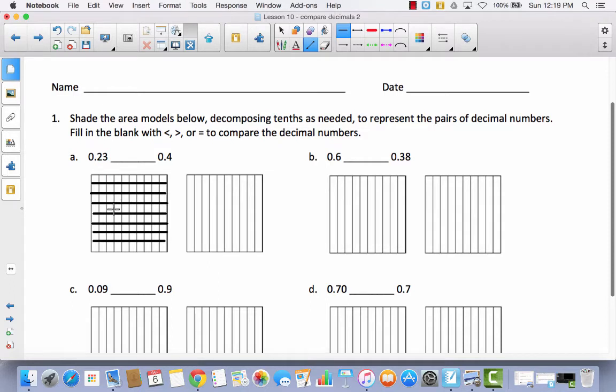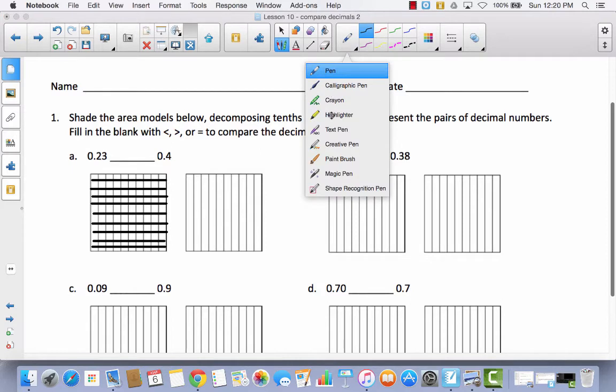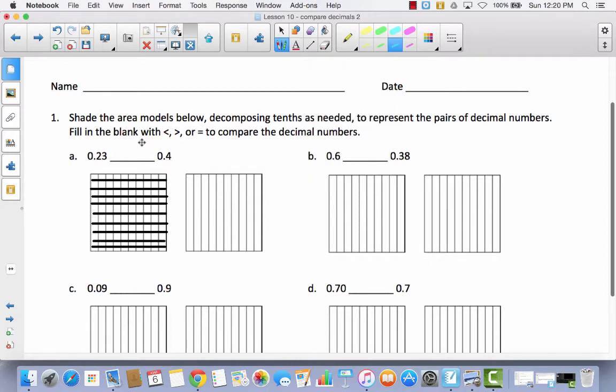One, 2, 3, 4, 5, 6, 7, 8, 9. So I'm going to have to go in here and make one more. And 9, 10. Okay, so now I have 10 parts, and I'm ready to shade 23 hundredths. So I want you to go ahead and do that also. Let's shade 23 hundredths. So I've got 10 hundredths, and the next column would be 20.